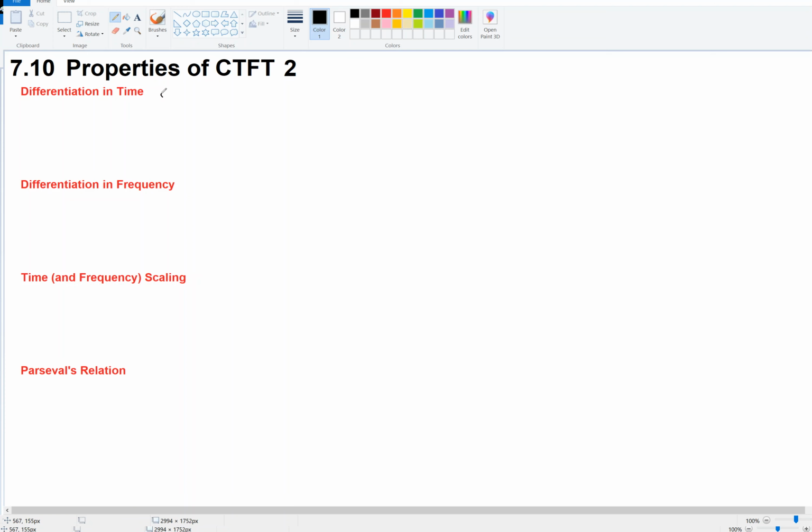So suppose x has Fourier transform capital X of j omega. Given that, what is the Fourier transform of a related signal, that is, the derivative of x? To prove this, if x of t has Fourier transform capital X, then we can write x of t like this. We can synthesize it.